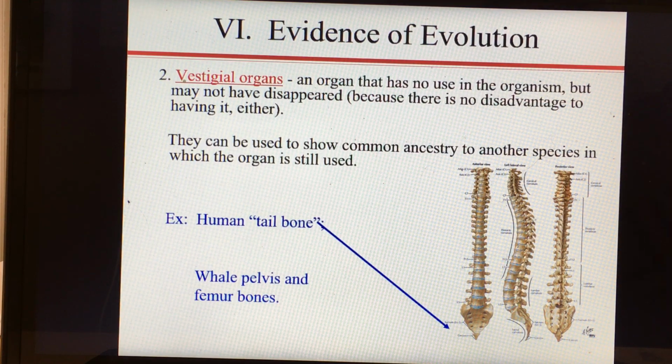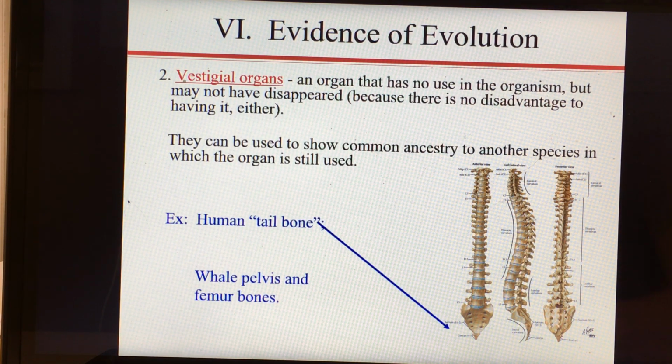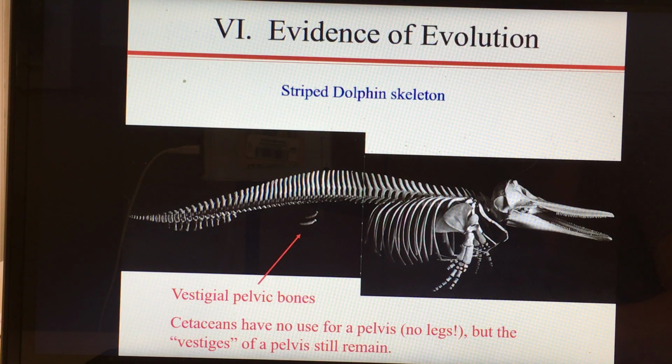Another piece of evidence of evolution is vestigial organs, and those are organs that have no use in an organism but may not have disappeared because there's no disadvantage to having them. They're used to show common ancestry to another species in which the organ is still used. So for example, we don't have a tail, but we do have a tailbone. And dolphins do not have hind limbs, but they have vestigial pelvic bones. Cetaceans have no use for a pelvis and they have no legs, but the vestiges of a pelvis still remain.